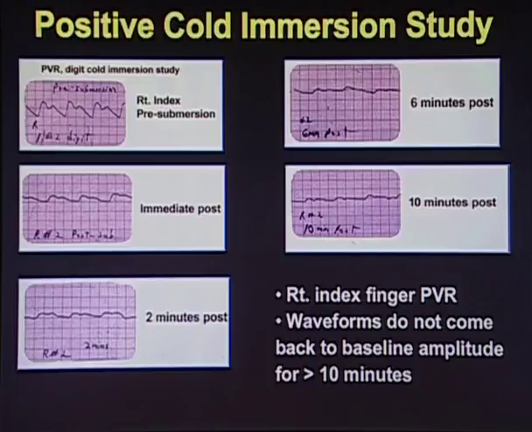So this is what we expect to see in a Raynaud's cold submersion study: either the amplitude of the waveforms, whether it be PPG or PVR waveforms, or the temperature, will not come back to normal for at least 10 minutes. The literature says that normals will come back within 5 minutes, but I've usually found that in people that have true Raynaud's, it's usually past 8 or 9 minutes before their waveforms come back to a baseline level, or perhaps not at all.